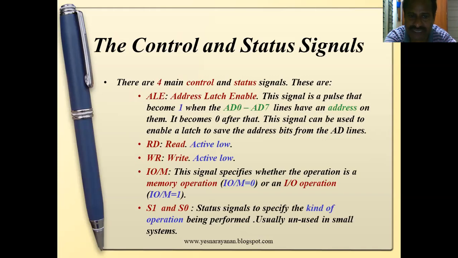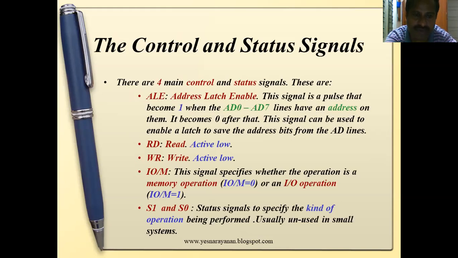Read. Read is a control signal. It is active low. Write is also a control signal. It is active low. Read means whenever we require to read from the memory, this signal becomes 0. Whenever we want to write something into the memory, this write signal becomes 0.